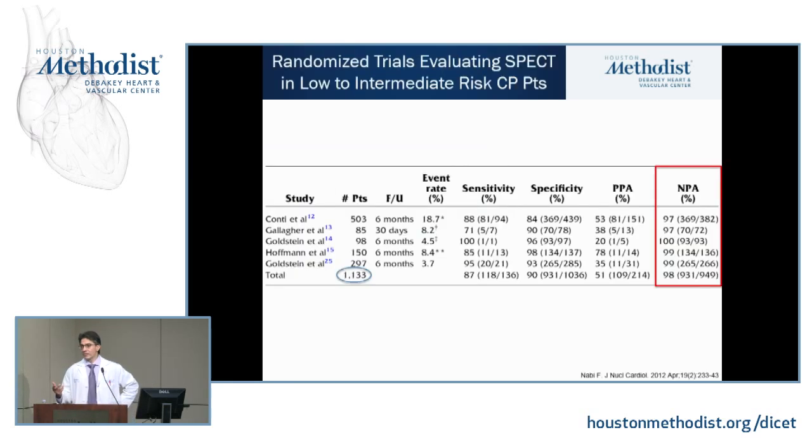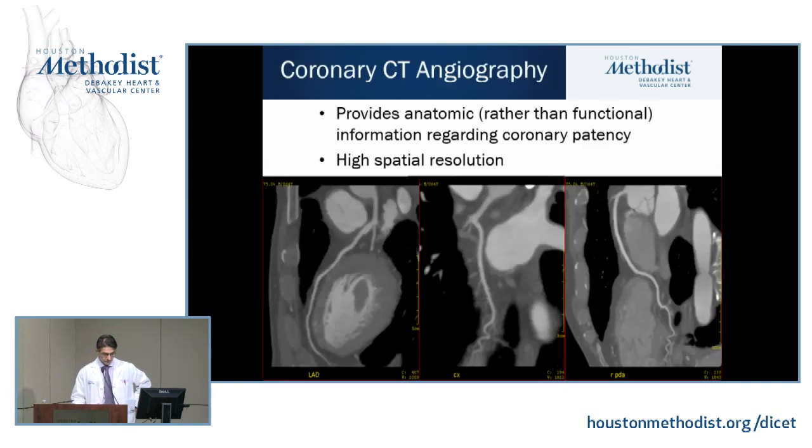And we weren't the only ones who did this. This is now accumulation of data looking at SPECT in the emergency department. You can see a very large number of patients, and if you look at, again, the negative predictive accuracy, in the ED, you want to have confidence in sending the patient home. So you don't want to miss any true disease. And you can see here the rates are 99s and above.